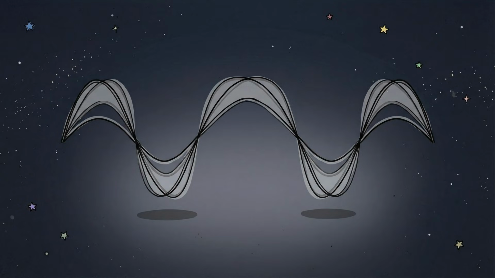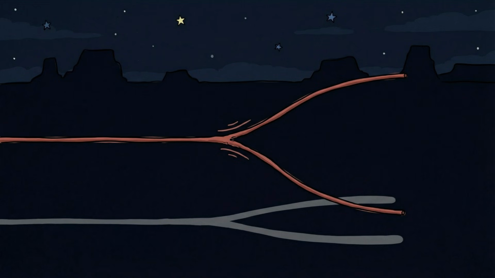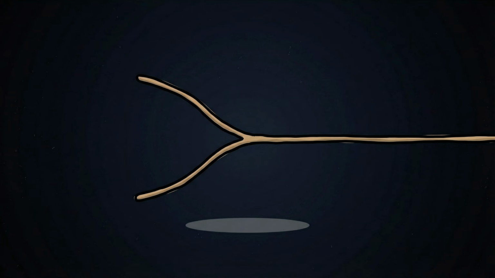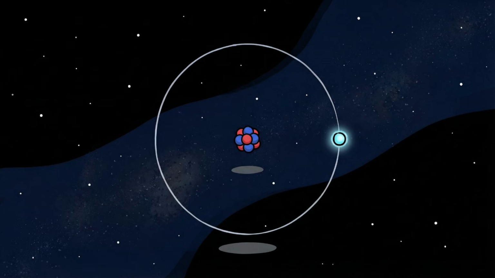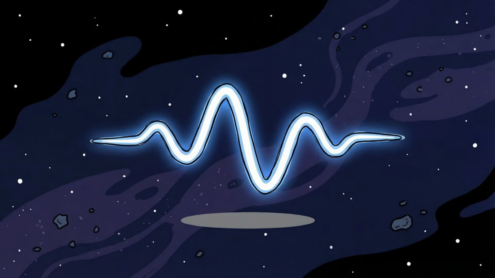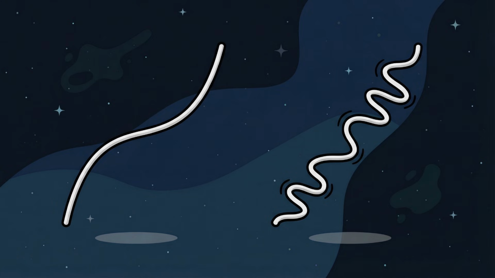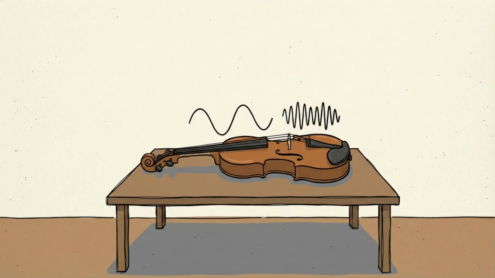A string can vibrate in different patterns. It can move through space. It can split into two strings. Two strings can join into one. And the key idea is that different vibration patterns show up to us as different particles. In this view, an electron and a photon aren't two separate kinds of dot. They're the same kind of object playing different vibration modes, like different notes produced by the same underlying instrument.